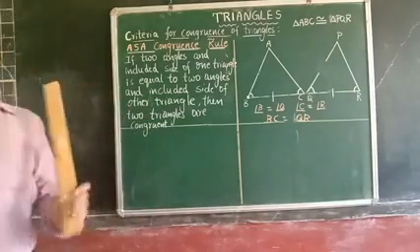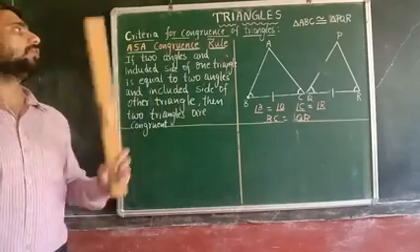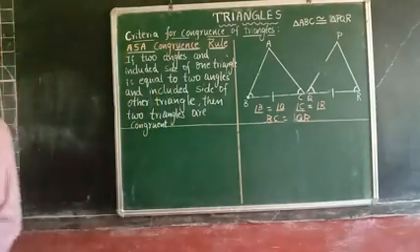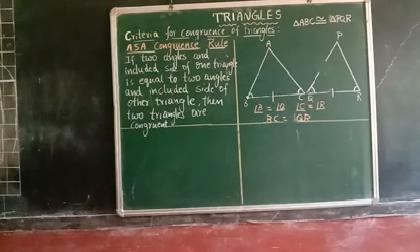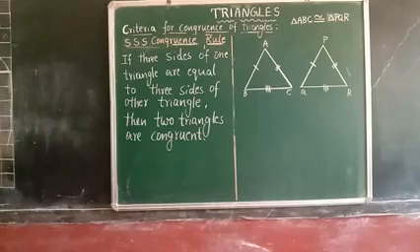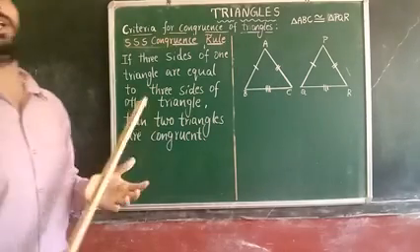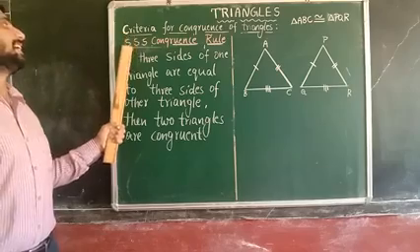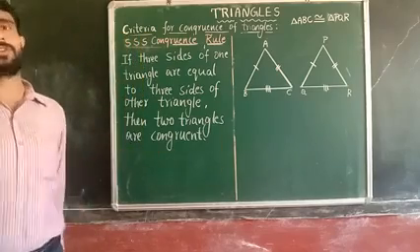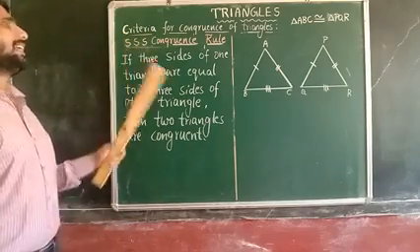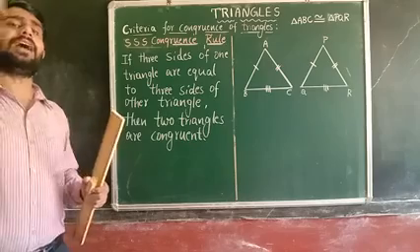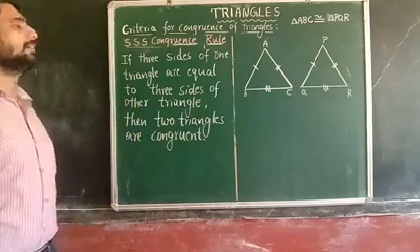Let's see the third congruence rule for congruency of triangles. This is the third criteria for congruence of triangles. This is the SSS congruence rule. It states that if the three sides of one triangle are equal to the three sides of the other triangle, then the two triangles are congruent.